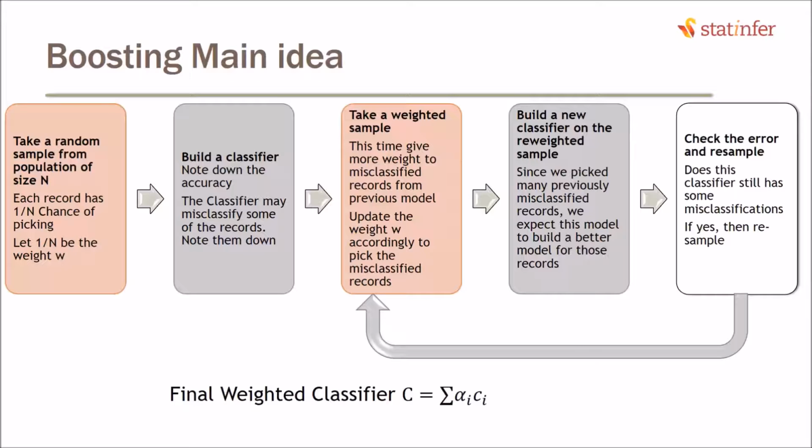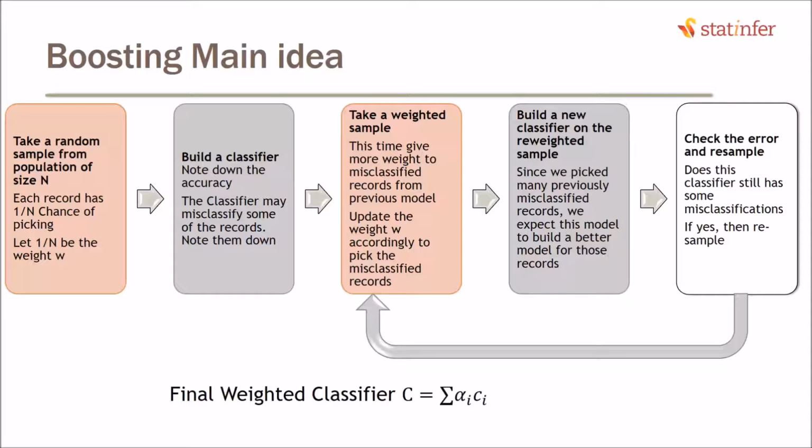Now take a weighted sample this time. Whatever was previously misclassified, we will give more weight to those misclassified observations, and then this time we will pick them. So in this new weighted sample, the previously misclassified observations will be picked more often. Build a new model on the reweighted sample that we just collected. In this new model, definitely most of the previously wrongly classified values will be picked up. Since we picked many previously misclassified records, we expect this model to be better for those records.